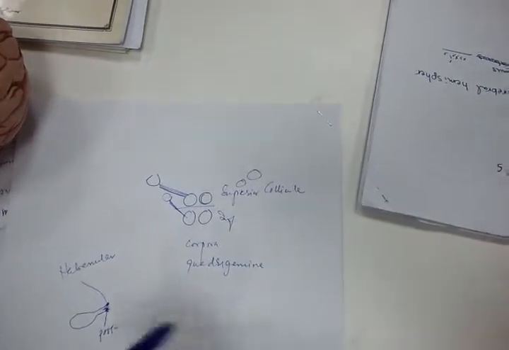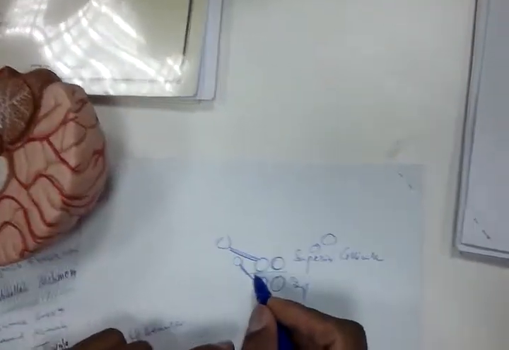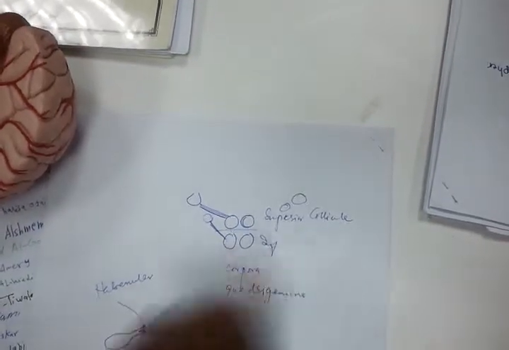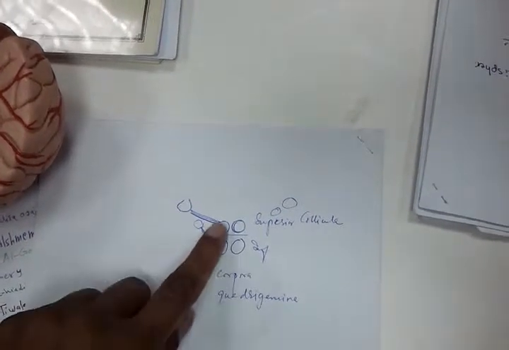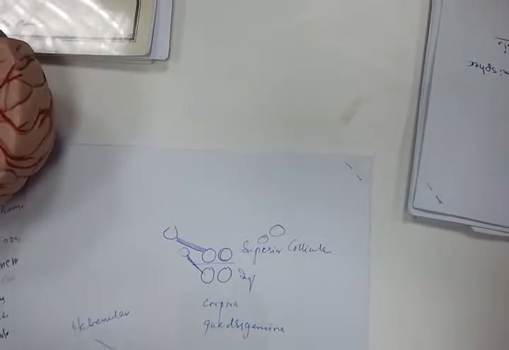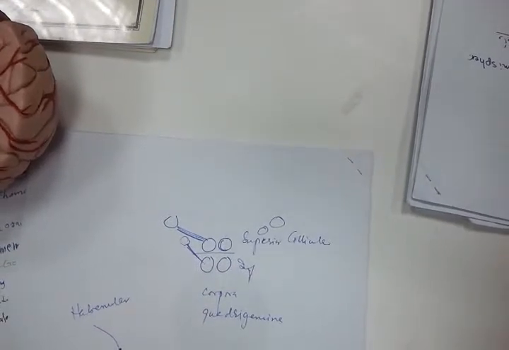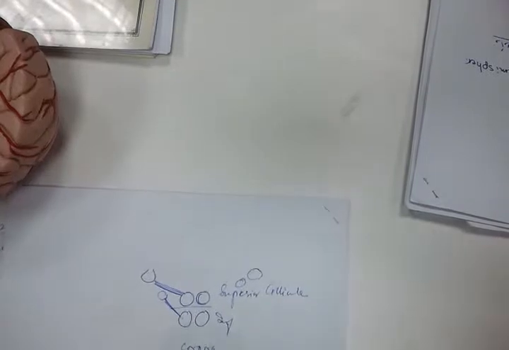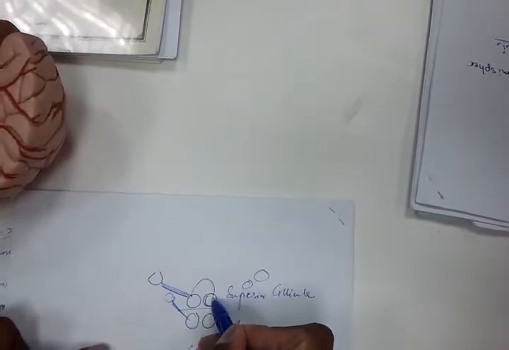Now, one of the responses to vision is the pupillary light reflex. When you put light on the eye, the pupil will contract. Again, it is a reflex, so the superior colliculus is involved with this light reflex also. One thing to remember: if you put light on one eye, not only the pupil of that eye will contract, both will contract. So the superior colliculus has a connection with the other superior colliculus.